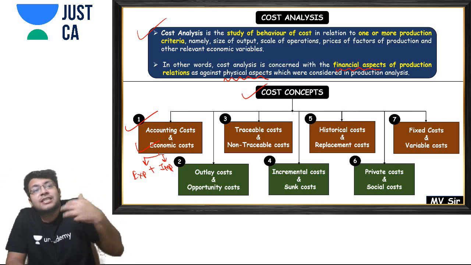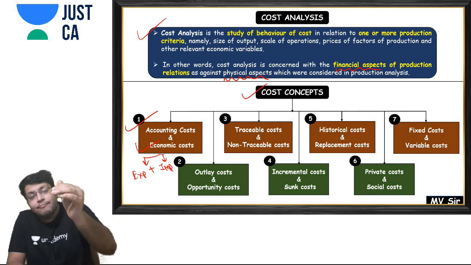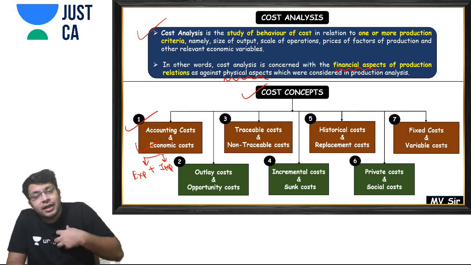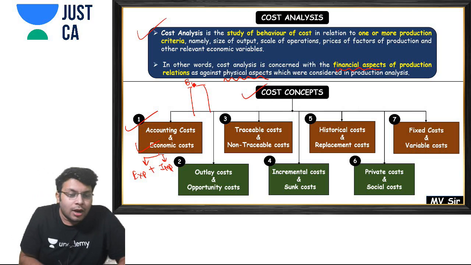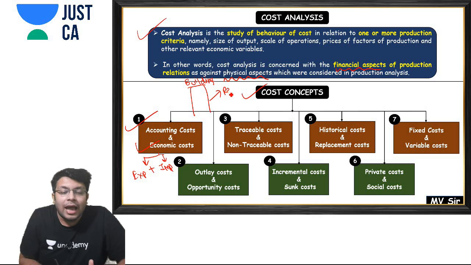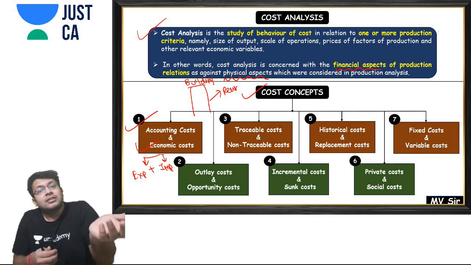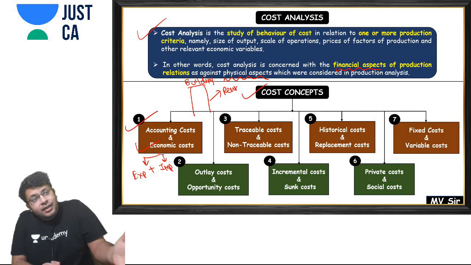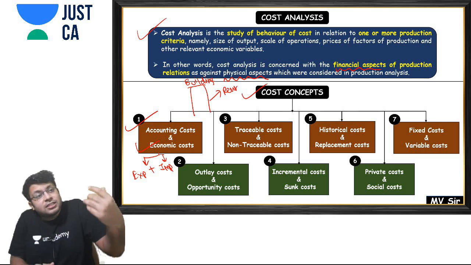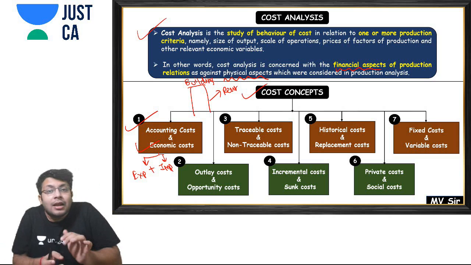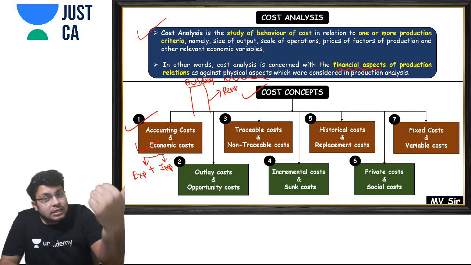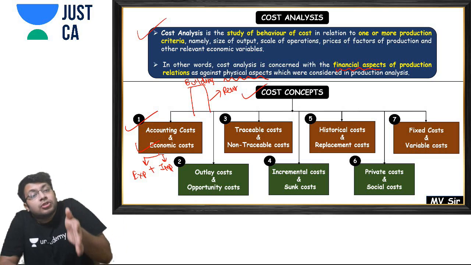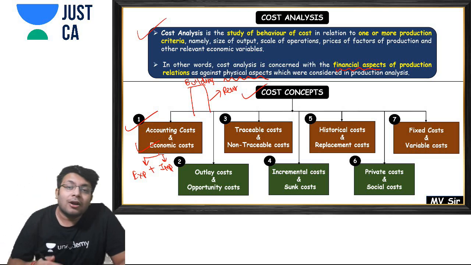And what do you mean by implicit cost? The cost of using self-owned factors of production is called implicit cost. So for example, if you own a building, you have the option of giving this building on rent to someone else, so you can earn rental income from it, or you can use this building for starting your own business. Then you won't be able to earn the rent. So this is called your implicit cost. The cost of using your self-owned factors is called implicit cost.